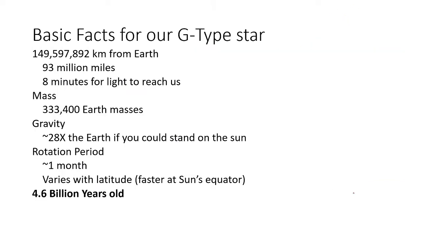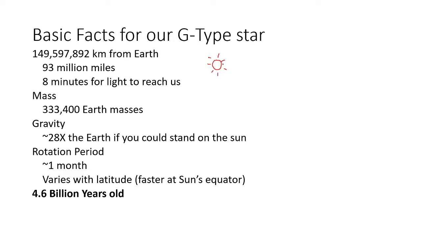Now, our sun is what's called a G-type star. And those refer to the color and how hot the star is. And just to give you some basic facts, it's about 150 million kilometers from Earth. For many of us, it would be easier to think of it in terms of miles, 93 million miles if you're in the U.S. If you're not in the U.S. or you're more used to the metric, about 150 million kilometers. So even though we see it in the sky, it's really, really far away.